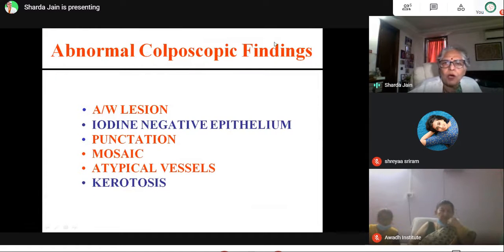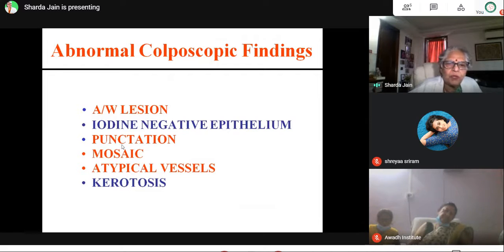In a normal colposcopic finding, when you apply acetic acid, you have to see whether an acetowhite lesion is present or not, and then grade it into grade 1, 2, and 3 lesions, according to how it looks to you: mild, moderate, or severe. Then it depends on the whitening and the degree of opacity it has.